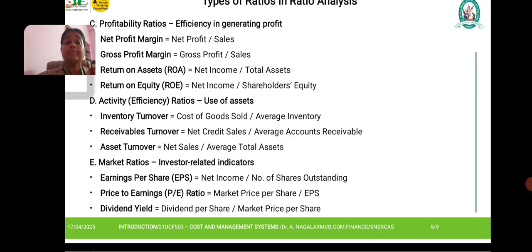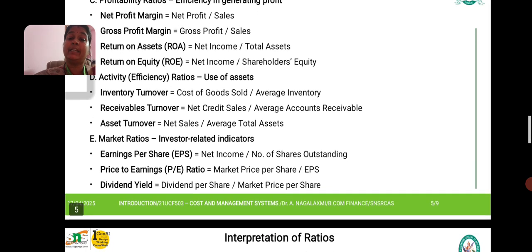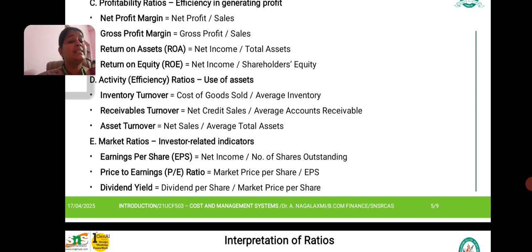And the last one is the market ratio. Market ratio means earnings per share. The person who has invested in the business in the form of shares, what will be the dividend he receives out of his investment? Earnings per share, price to earnings ratio, dividend ratio, dividend yield ratio. These things are ascertained with the help of the market ratio. This ratio is said to be the investor related indicator.